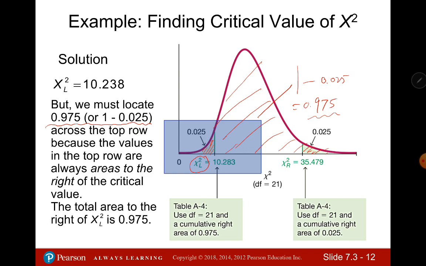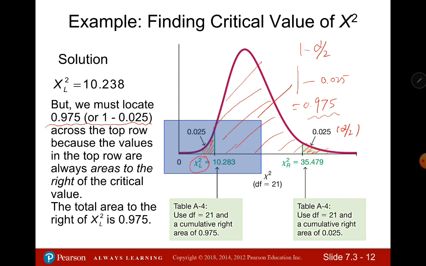So remember, finding the left side is a little bit more complicated than the right side. Do not directly use the half alpha value. The half alpha value is just for the right side critical value. If we're going to find the left side critical value, we should use the value 1 minus half alpha. So in this case, it's 0.975.